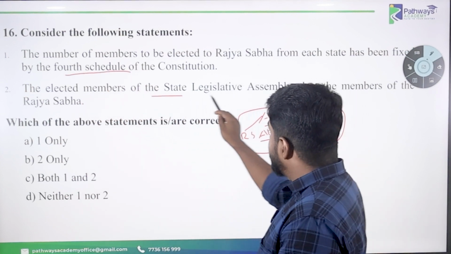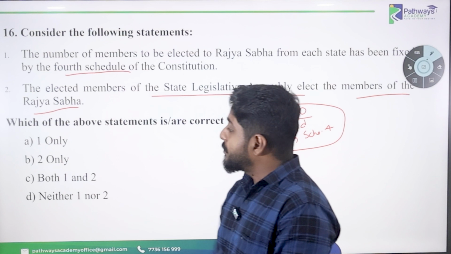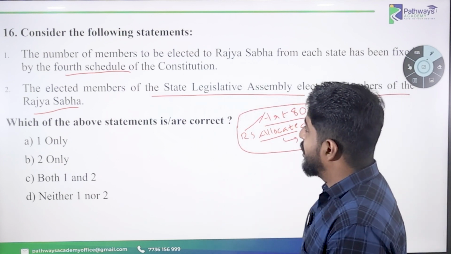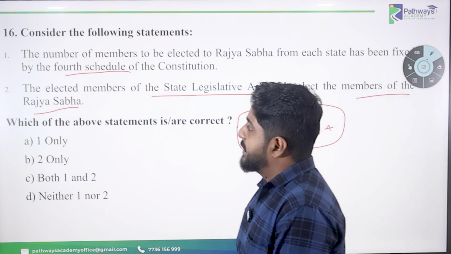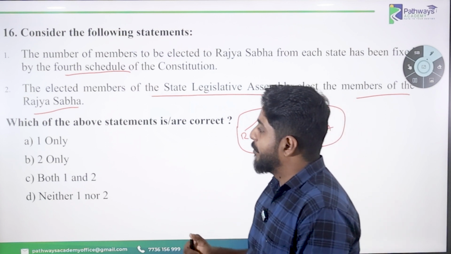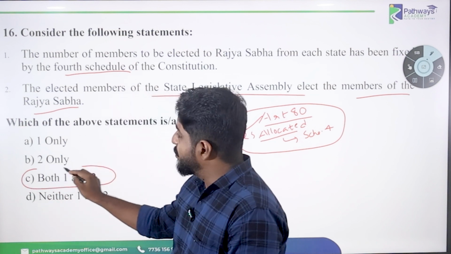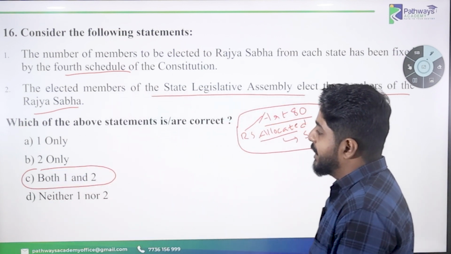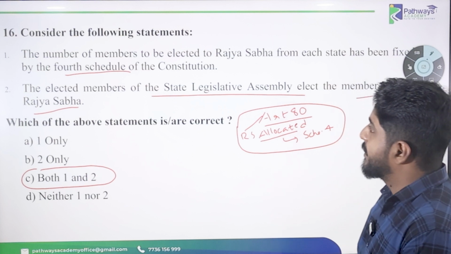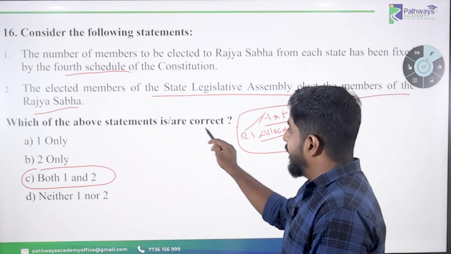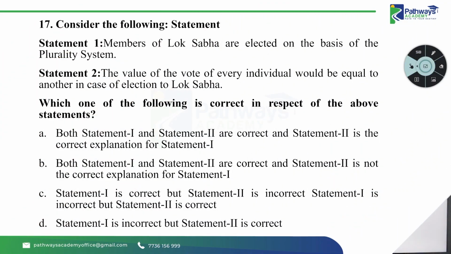The elected members of the state legislative assembly elect the members of Rajya Sabha. Yes, in fact, this is also a correct statement. So for this particular question, the answer is option C, both 1 and 2. Both 1 and 2 is the right answer. You are supposed to choose the correct statements. Yes, both 1 and 2 are correct. Very good.